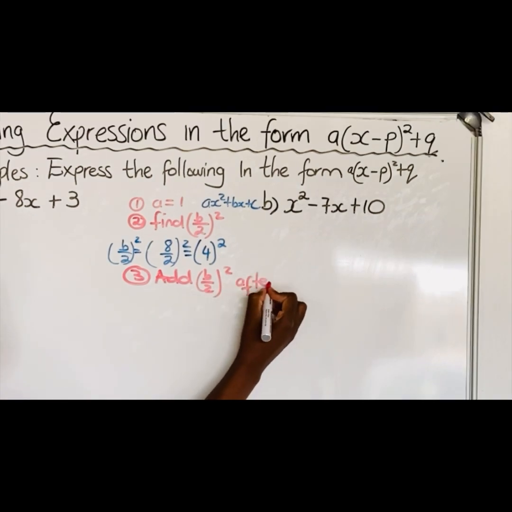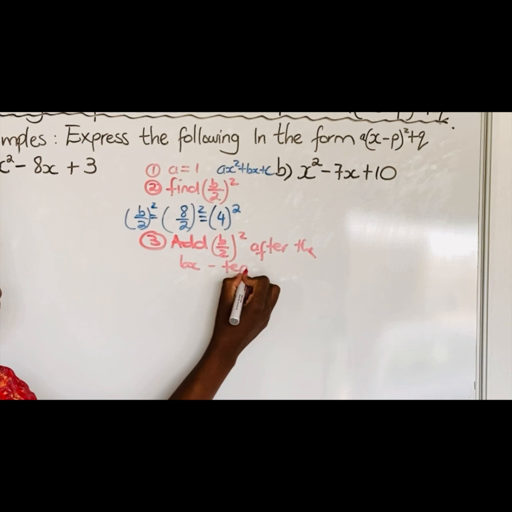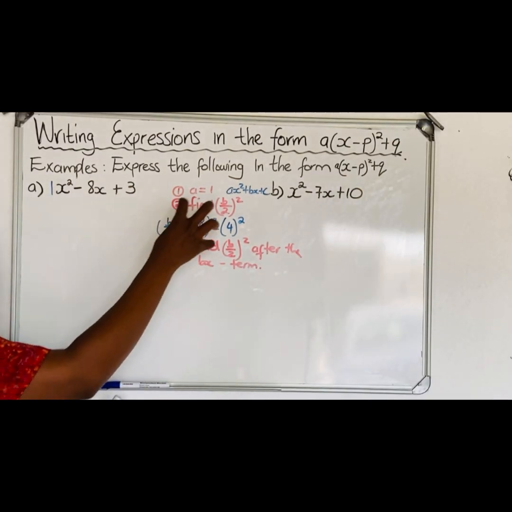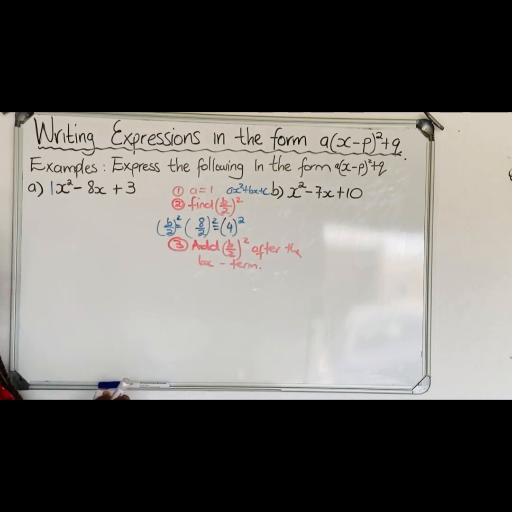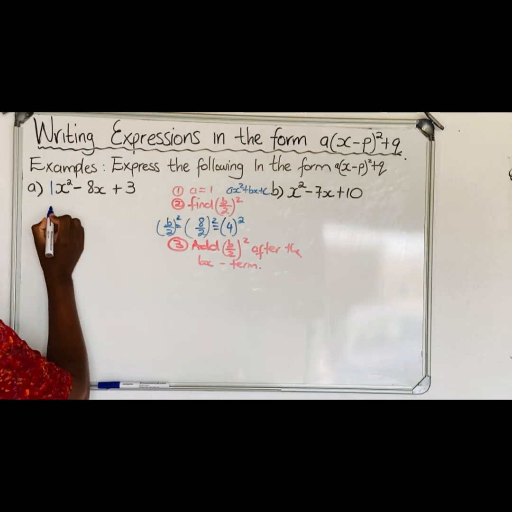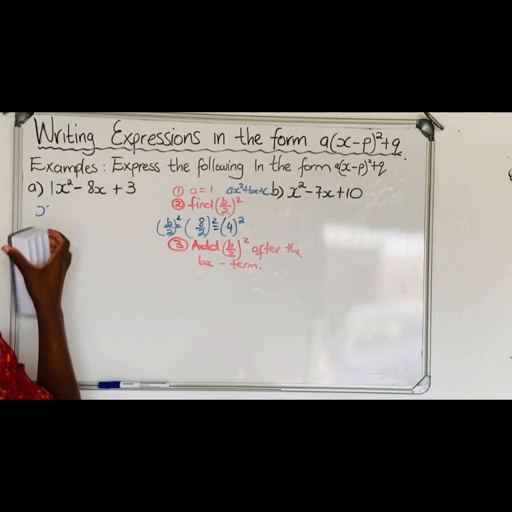after the bx term. What do I mean by that? I mean the following. So we are going to go and apply the steps. We have found our B over 2 squared and we've simplified it, right? So now that takes us to the third step.